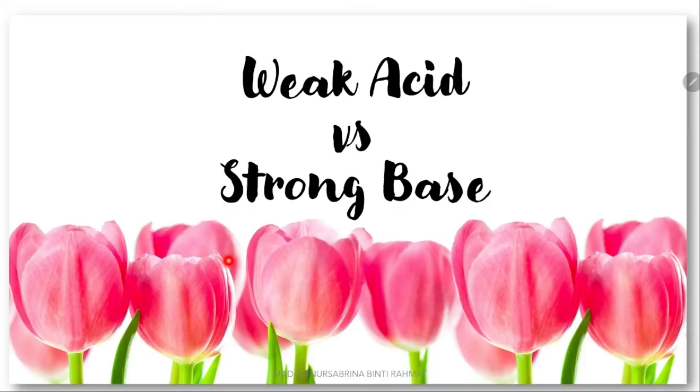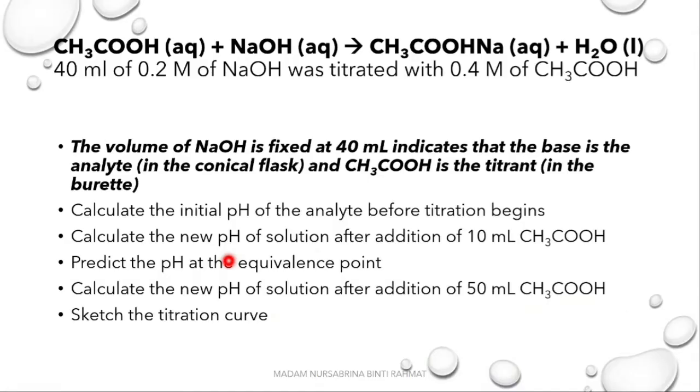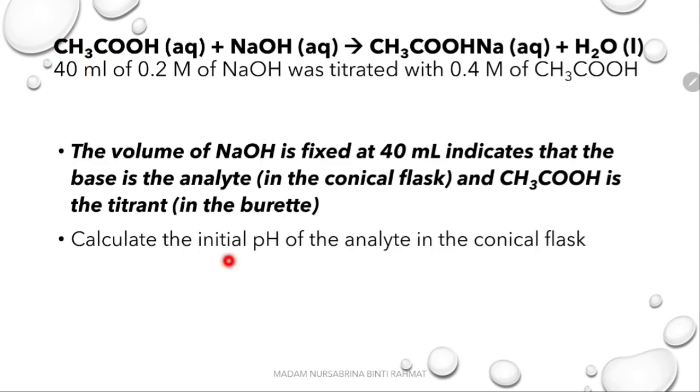Let's try with the weak acid with strong base. We're going to titrate ethanoic acid with NaOH. Our NaOH serves as our analyte here because it already gives you the volume, so ethanoic acid serves as your titrant. The initial pH of the analyte refers to the initial pH of my NaOH. So let's try to calculate the initial pH of the analyte in the conical flask, which is our NaOH.